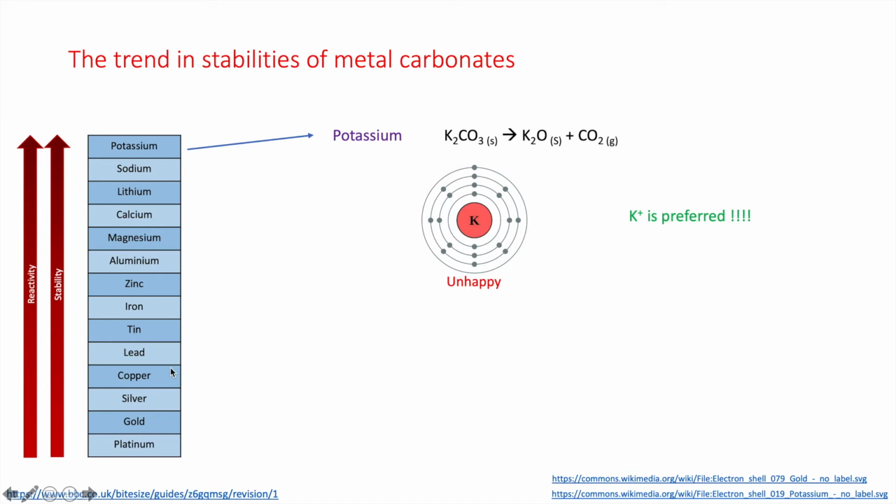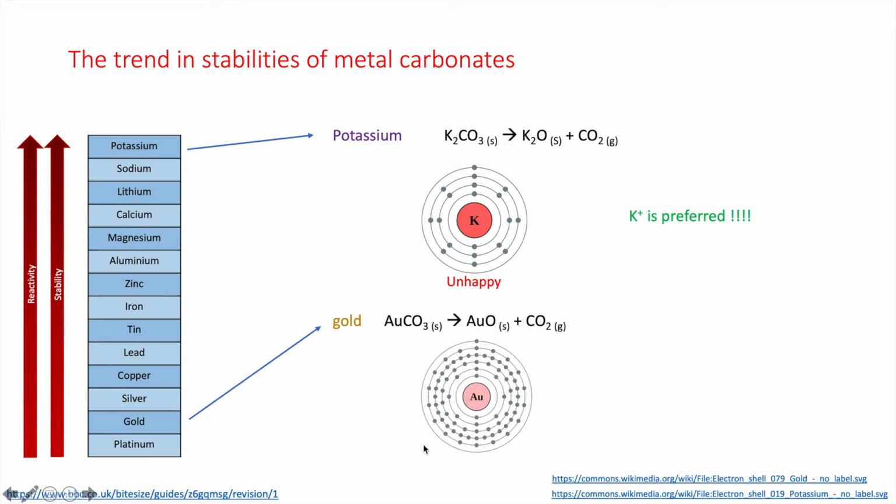Now in comparison, if we look at something that's very unreactive, which is gold, gold carbonate would be very unstable, and gold would prefer to be in the gold oxide and produce CO2 gas. This is because it's more stable in this state.